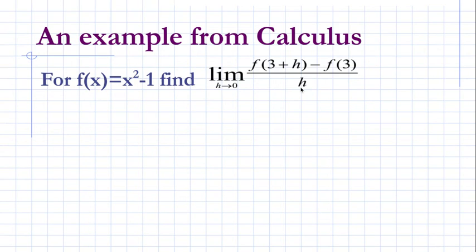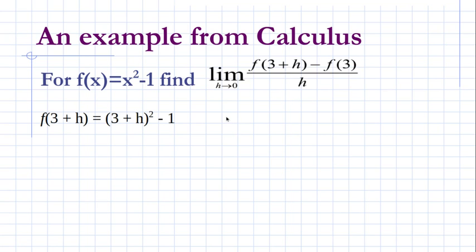Now you'll see if you tried to do direct substitution right away, replace h with 0, you'd get f of 3 minus f of 3, which would be 0 over 0, and that's one of our indeterminate forms. So that means that the limit could still exist. So what we're going to do is we're going to simplify f of 3 plus h and f of 3, and then substitute them into this fraction.